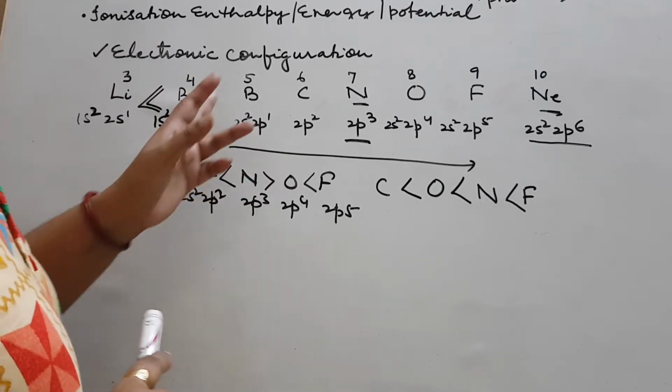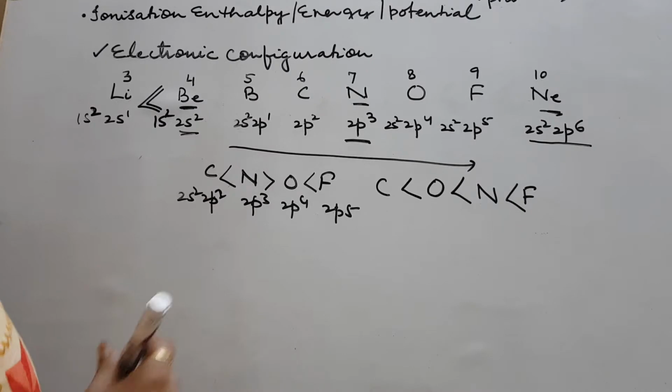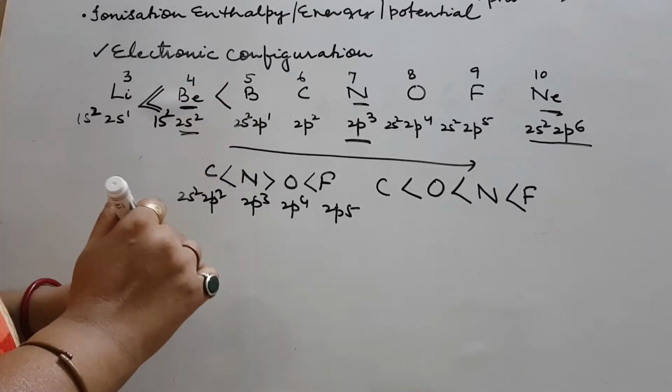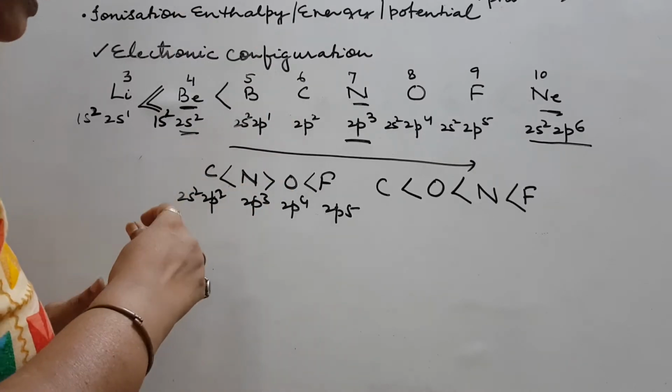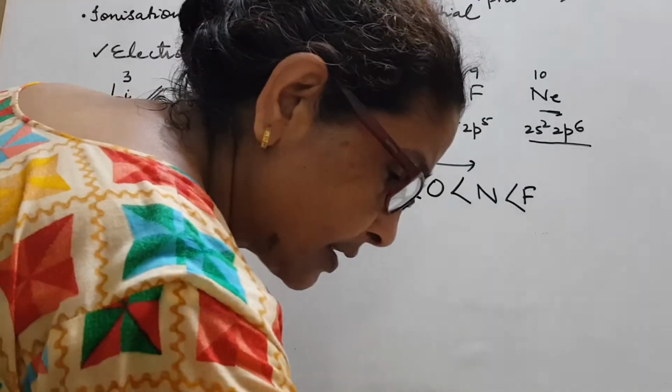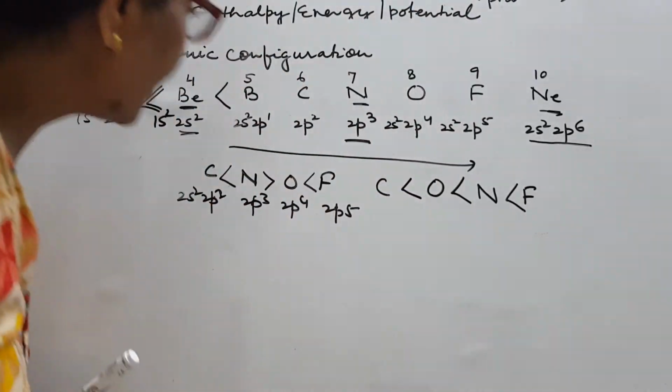Then come from beryllium to boron. What happens, children? The size of boron is smaller, so it should actually have a high value of IE. But actually it does not take place. Children, it is not like this. It is certainly not like this.